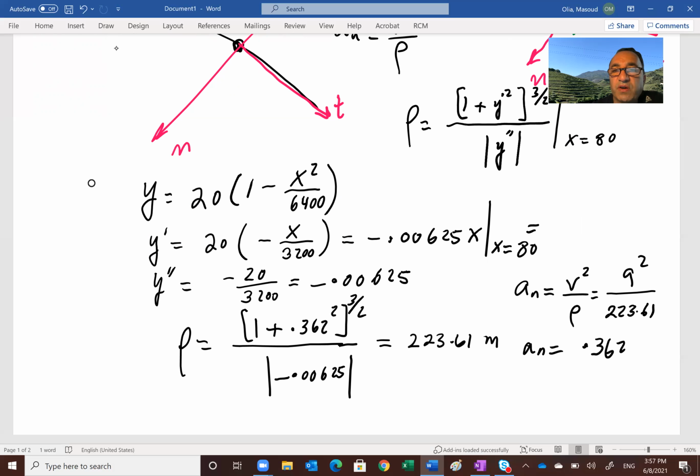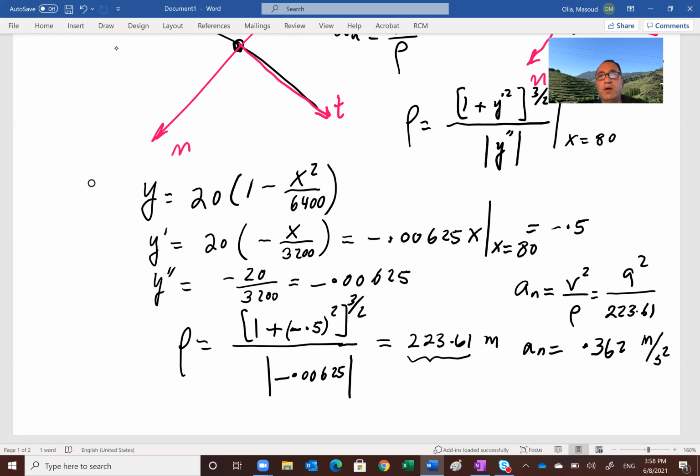This is actually 0.5, guys. I think I was looking at the wrong number. So let's fix this. If you actually calculate y prime at x equal 80, it becomes negative 0.5, but negative 0.5 squared becomes positive, so it doesn't matter. And actually this number is correct because I did have the number correctly here. Okay, so this normal acceleration has units of meters per second squared.